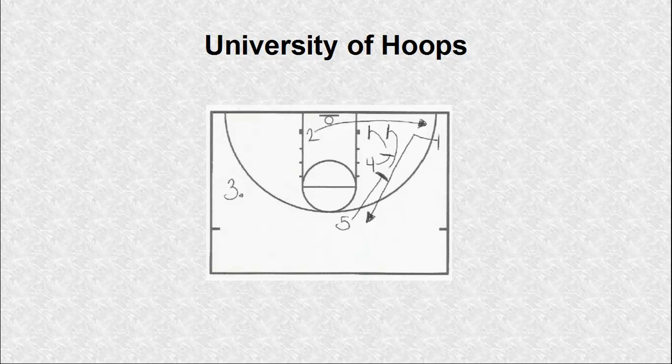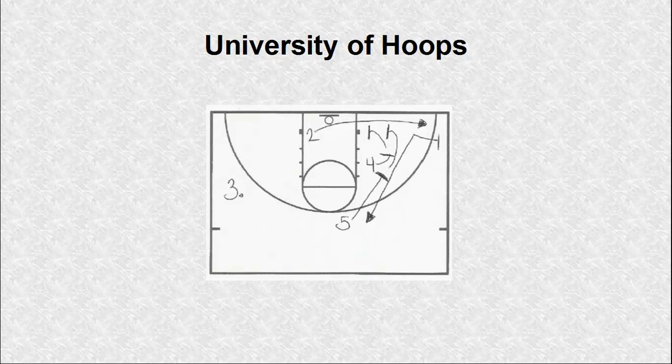5 cleans up the screen by setting the stagger, getting right behind 4, and giving 1 the ability to read the defender and come off the screen. He can curl it, he can come off it straight, he can flare it. But the key for 1 is he needs to set his defender up, taking him inside a few steps, and then coming off the stagger set by 4 and 5.